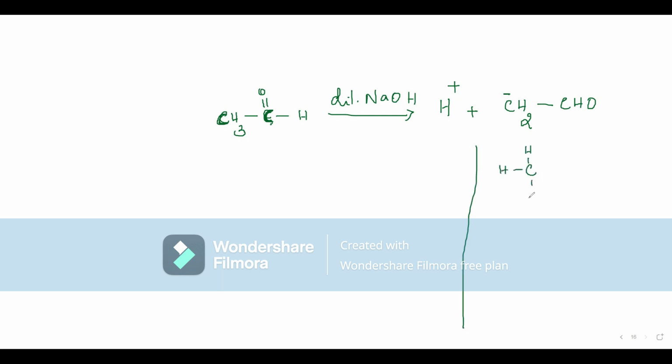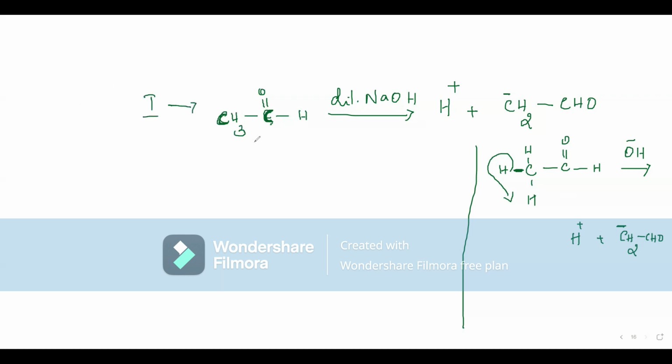This is your CH3, C double bond OH. Okay, and from dilute NaOH, OH minus, if you take this hydrogen, one of the alpha hydrogens is lost. So you remove H plus, then you have CH2, CHO, and this bond that remains as a pair of electrons on your carbon.